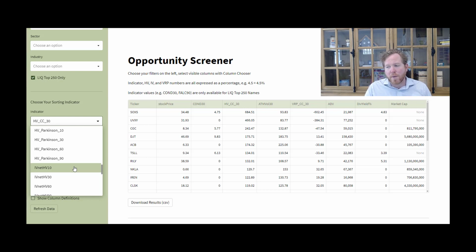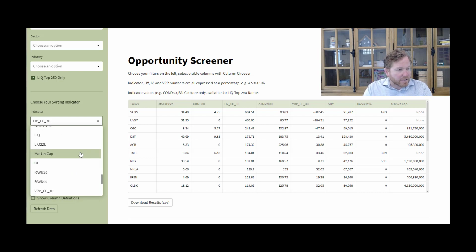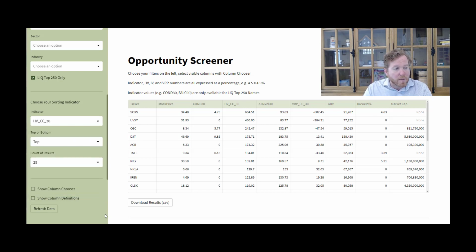Just as a footnote reminder, VRP looks at the implied volatility X days ago and compares that to the realized volatility during that term. So sort of how effective was our predictor 30 days ago or 10 days ago in that case. IV net HV, the different liquidity rankings, and all the different VRP things. So there are a number of different items that you can screen for here.